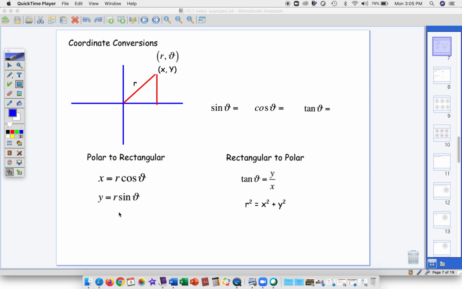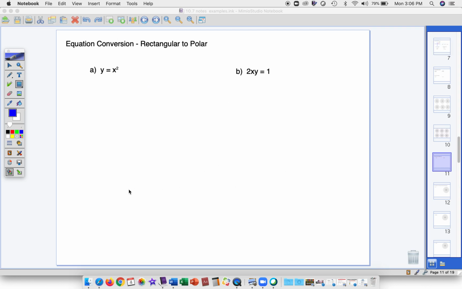Keep in mind these are the equations, or the conversions, that we'll use to go from polar to rectangular, right? x equals r cosine theta, y equals r sine theta, and from rectangular to polar. Okay, so let's go ahead and get started.